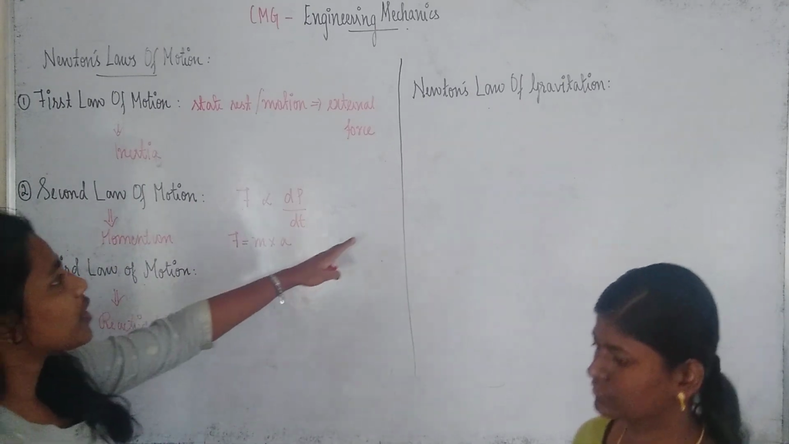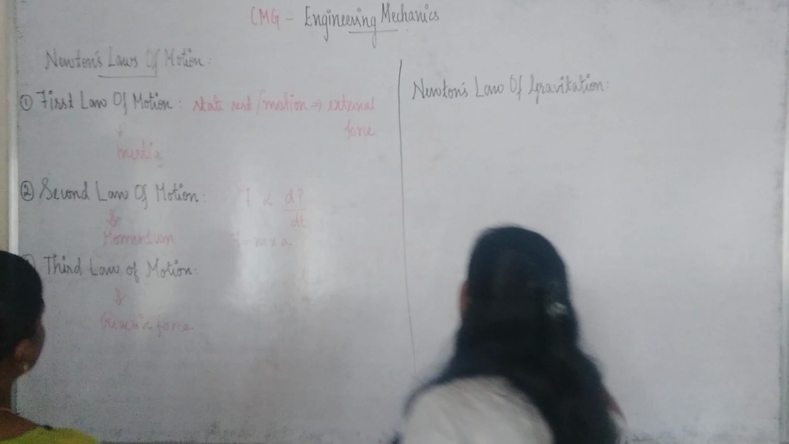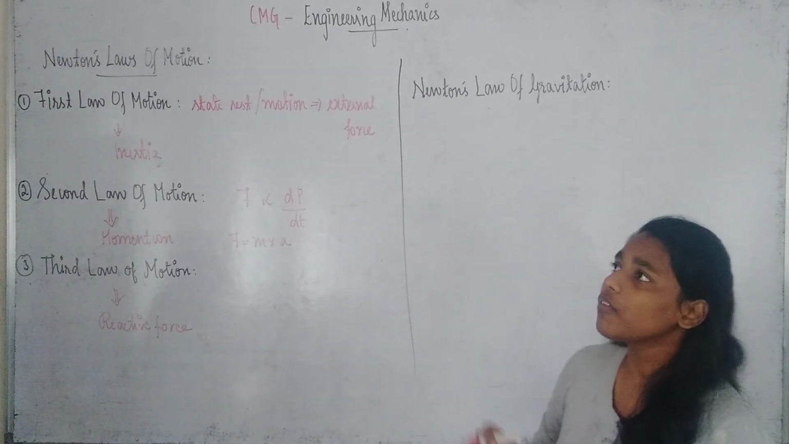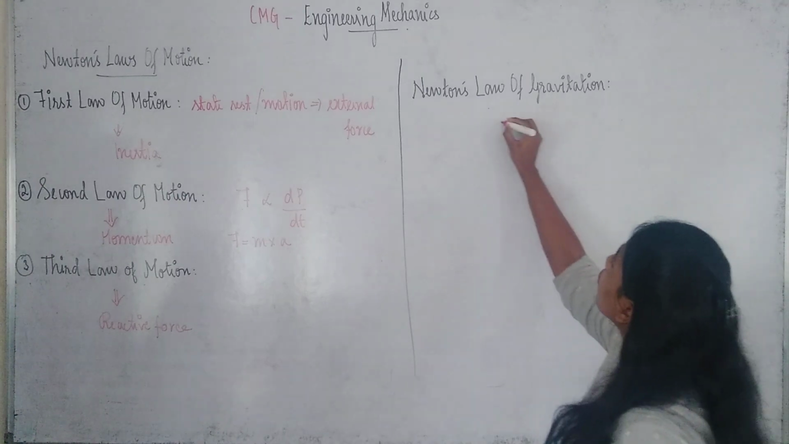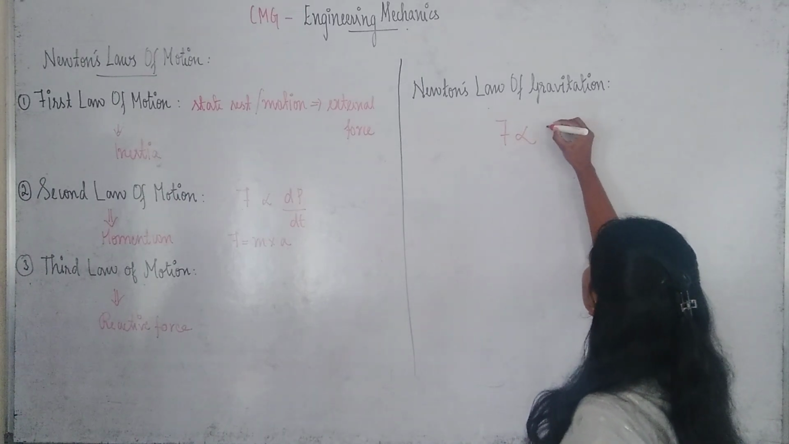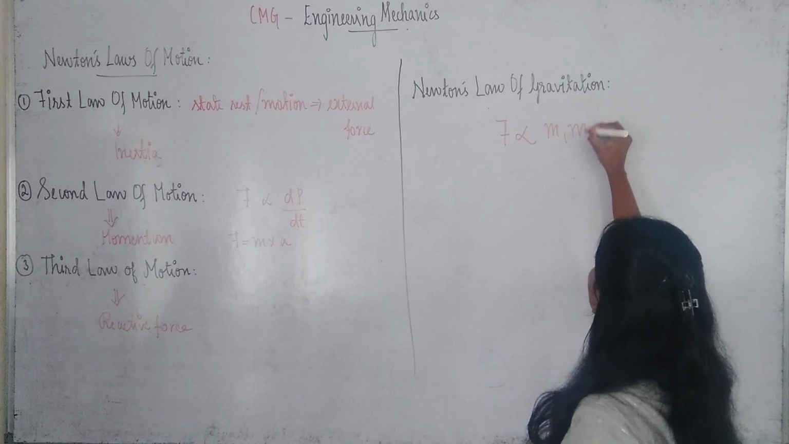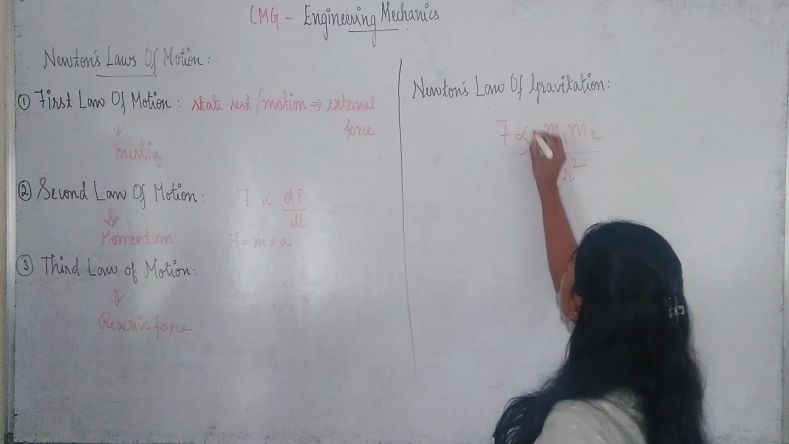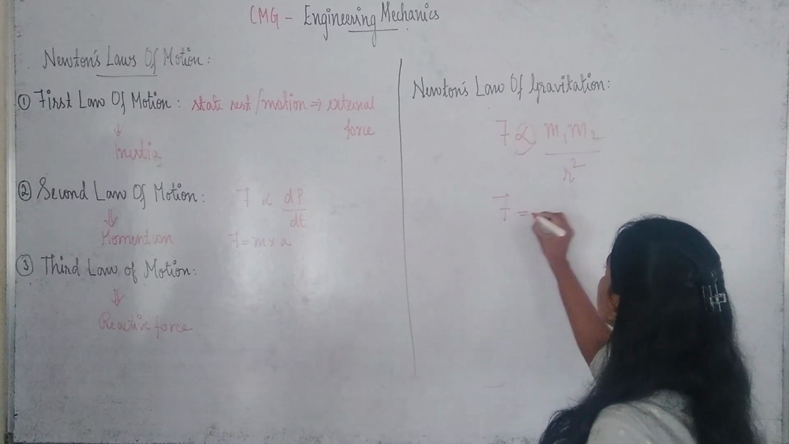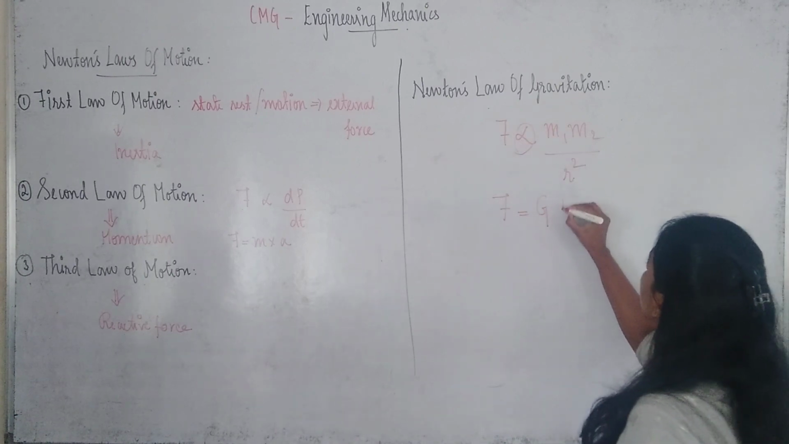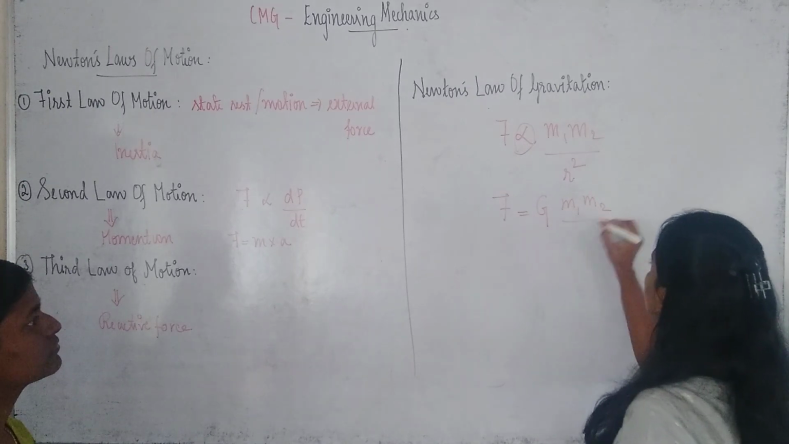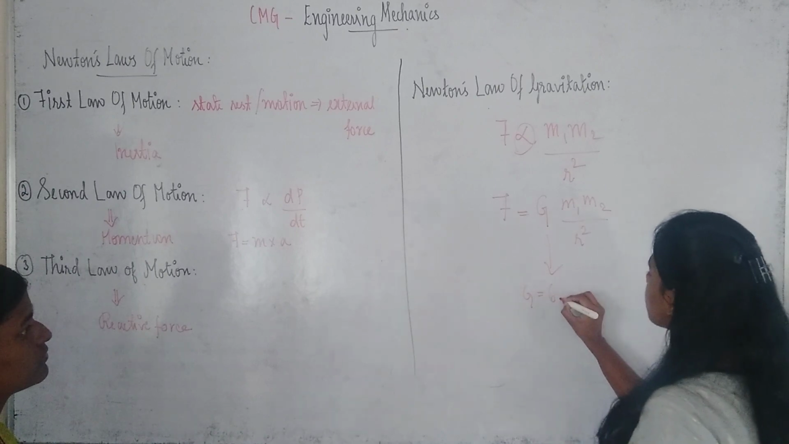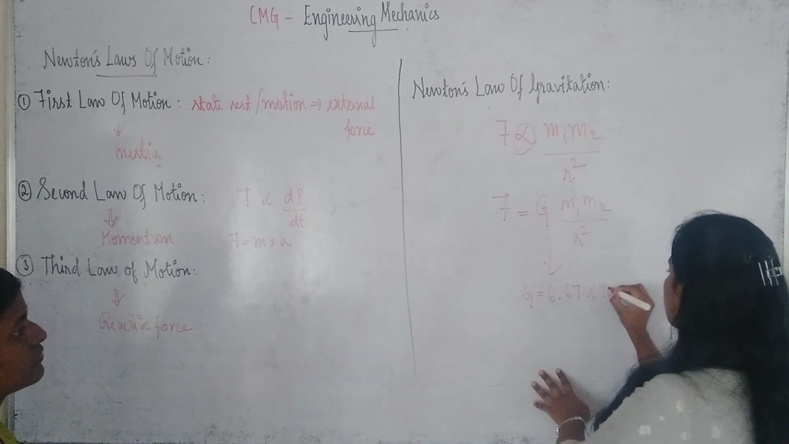And the next one is Newton's law of gravitation. Newton's law of gravitation states that every particle attracts each other with a force. That force will be directly proportional to the mass of the bodies and inversely proportional to r square. This proportionality constant is denoted by G, that is the gravitational constant: F = G m1 m2 / r square. The value of G is equal to 6.67 into 10 to the power minus 11.